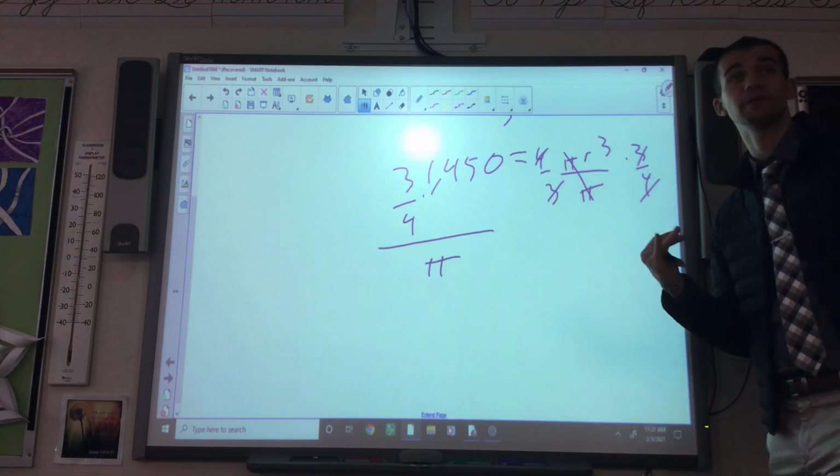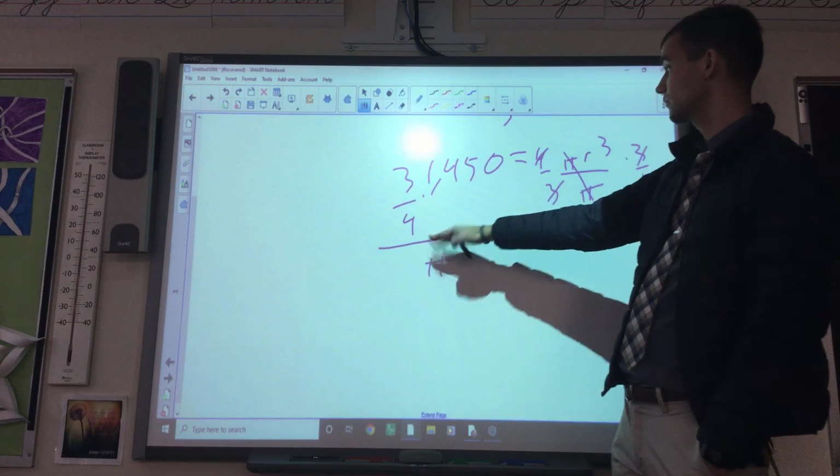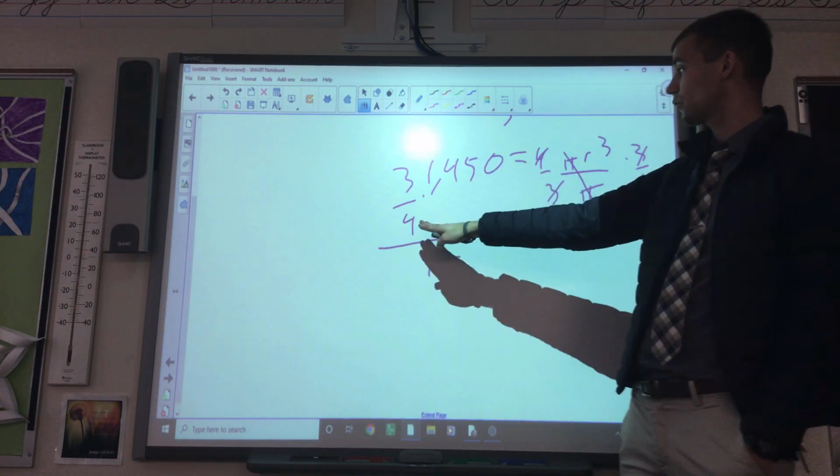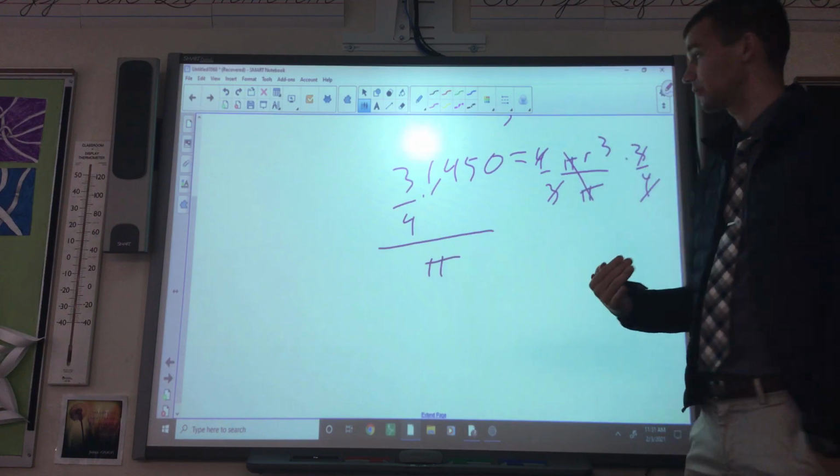And it should actually be this way. You shouldn't need to do it step by step. You should just be able to say, hey, 3/4 times that, and then divide by pi, all in one step.